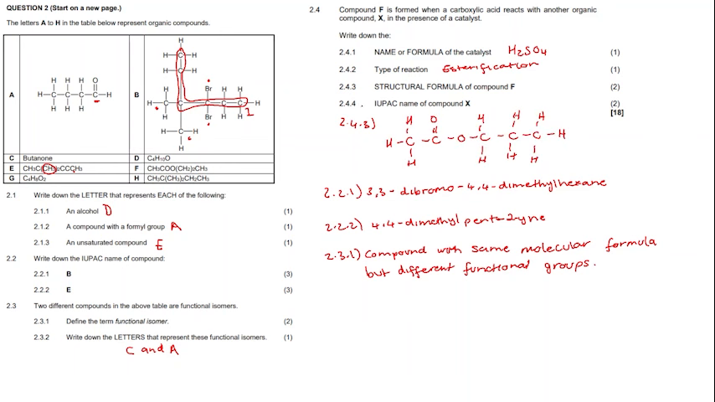Question 2.4.4. The IUPAC name of compound X. Compound X would be the alcohol part of the ester. In this case, it would have 3 carbon atoms and have the OH group on the first carbon atom. Therefore, this compound would be propan-1-ol.